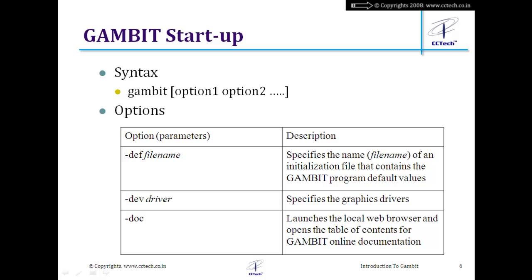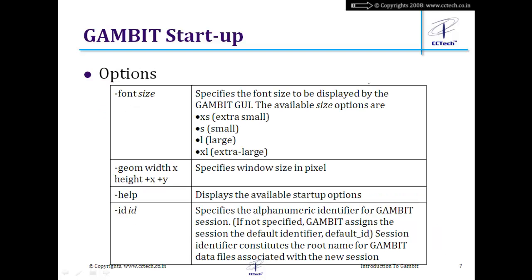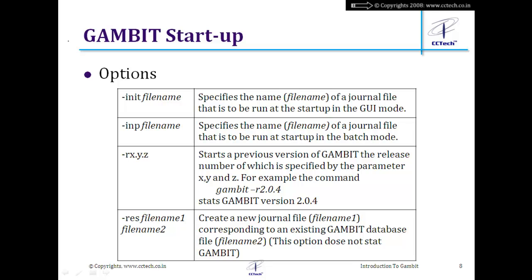Now these are the typical options which are available in Gambit. The most important option, which will generally be needed if you want to do automatic processes, for example INIT, is nothing but this particular option will read in the journal file. Journal file is nothing but a command file for Gambit, and it will do all the process automatically by reading the commands in the journal file. So this is one of the options for Gambit.